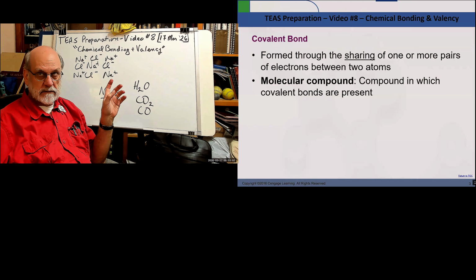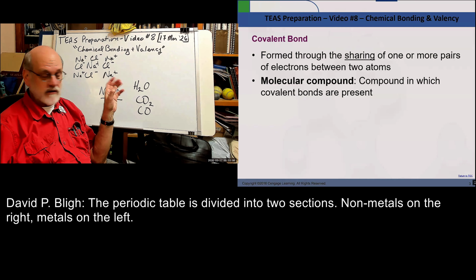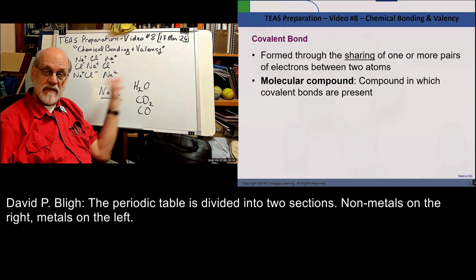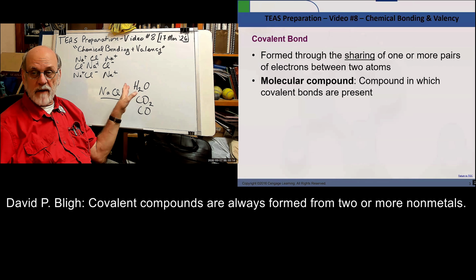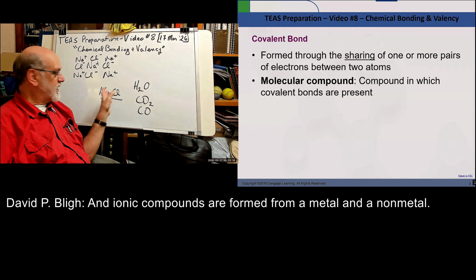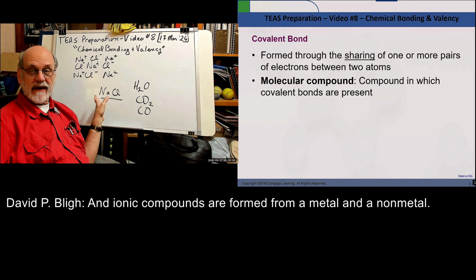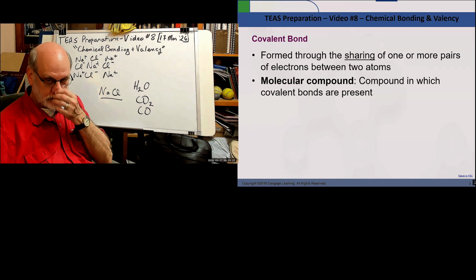And remember our discussion of the periodic table. Yeah, we have discussed that. The periodic table is divided into 2 sections, nonmetals on the right, metals on the left. Covalent compounds are always formed from 2 or more nonmetals. And ionic compounds are formed from a metal and a nonmetal.